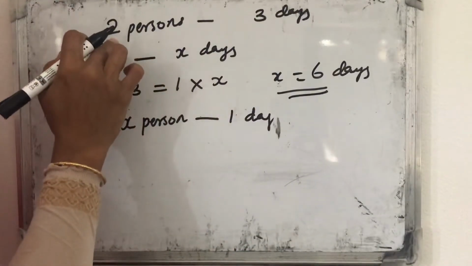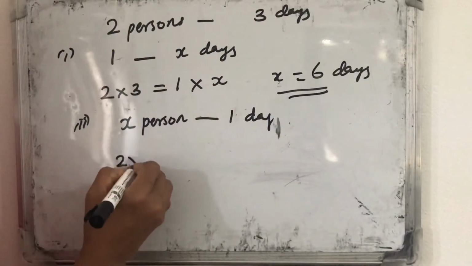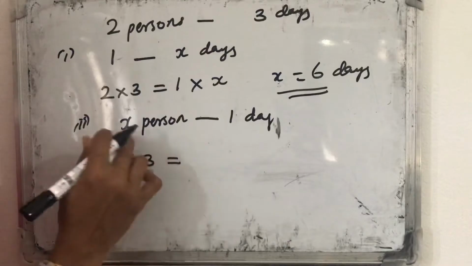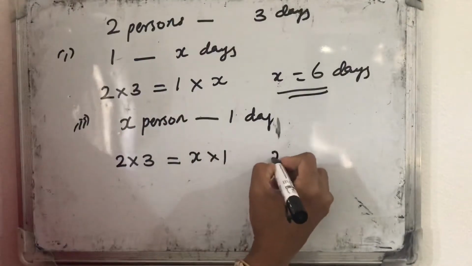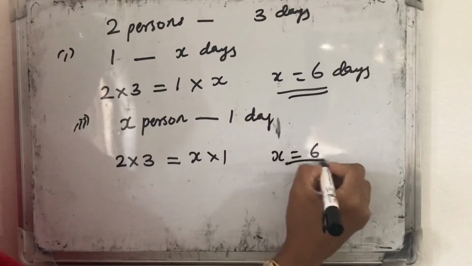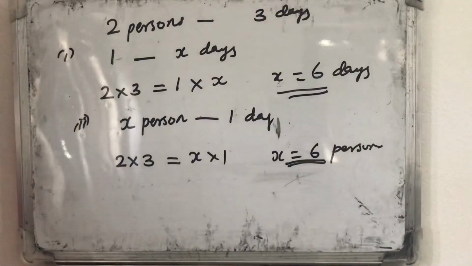So here x1 y1 is equal to x2 y2. So x1 y1, 2 into 3, is equal to x into 1. In this case also x is equal to 6. That is, 6 persons are needed for finishing that work.